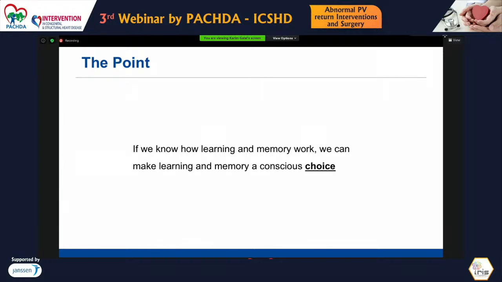So the point is now, okay, we know a few things about how we learn, and we can observe in ourselves that this is how learning takes place and how memories are formed. But the point is that if we know this about ourselves, and if we know how learning processes work, we can start to make learning and memorizing a choice rather than something that happens to us.